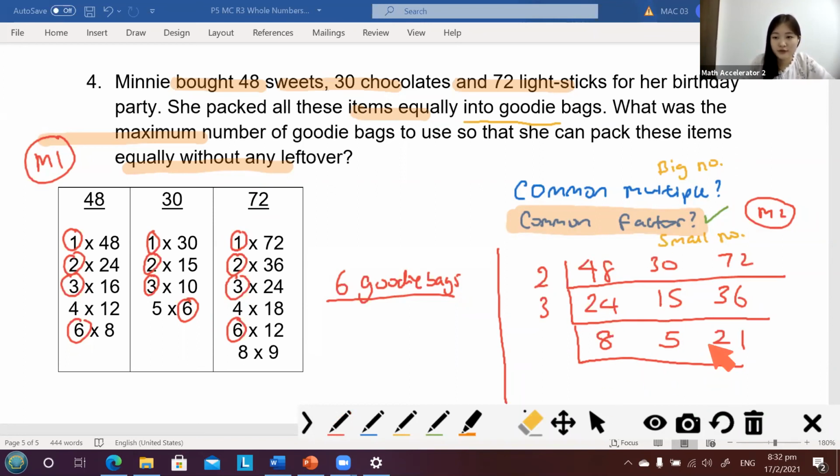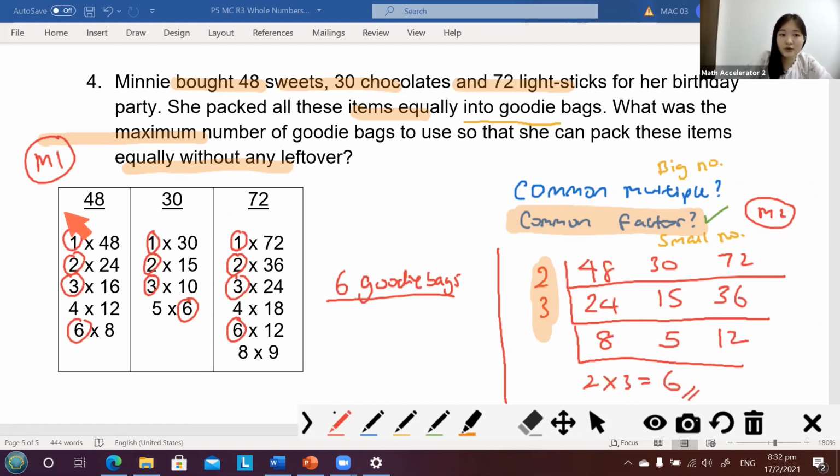Oh, sorry, 12. Okay, so once again, check. Can you divide them all by the same number again? Okay, 8 and 12 can divide by 2, but 5 cannot. 5 can only be divided by 5. Okay, so once you reach a point that all 3 cannot be divided by the same number, we'll look at this column here, 2 and 3.